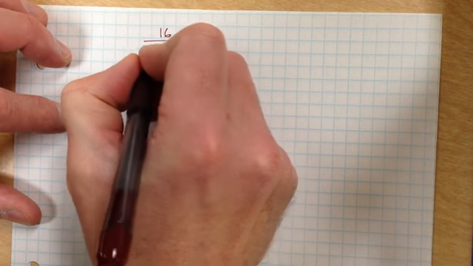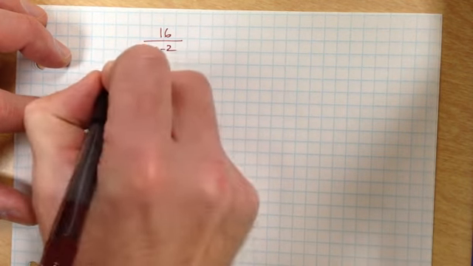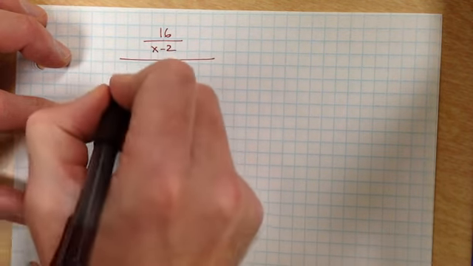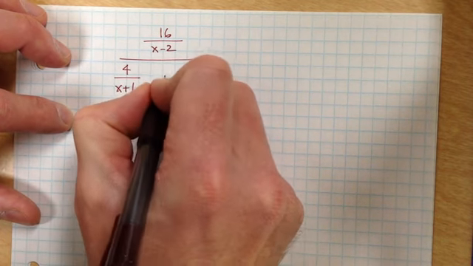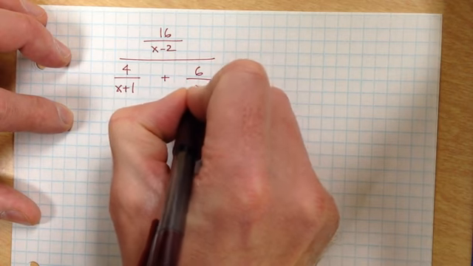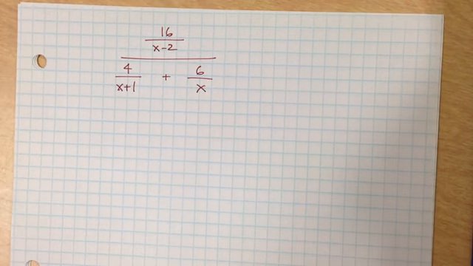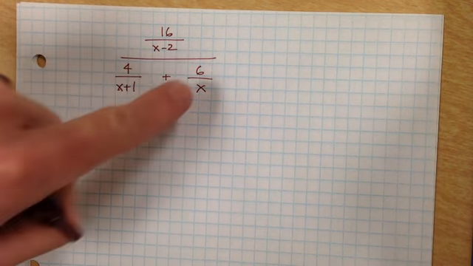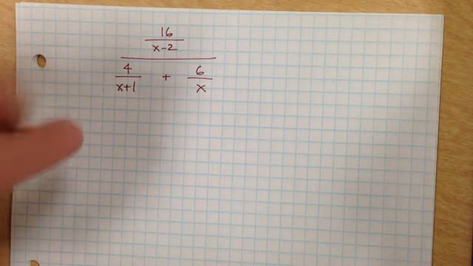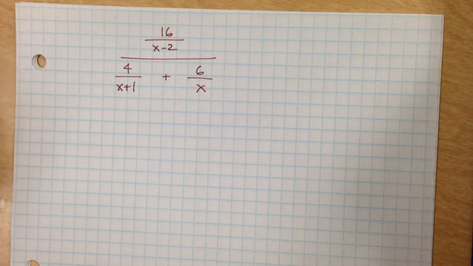(16 over x minus 2) divided by 4x plus 1 plus 6 over x. So now you need to identify a common denominator. I'll take the second approach that I did. You could add these two fractions together with a common denominator and then multiply by the reciprocal and do all your canceling. That is one way of doing it.